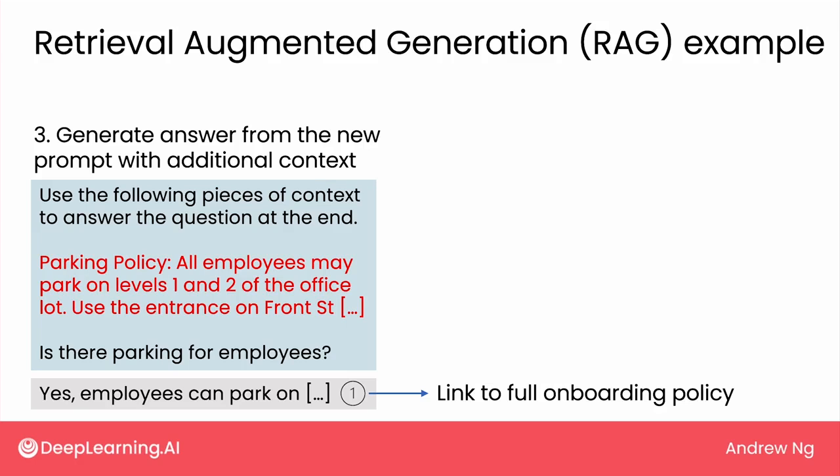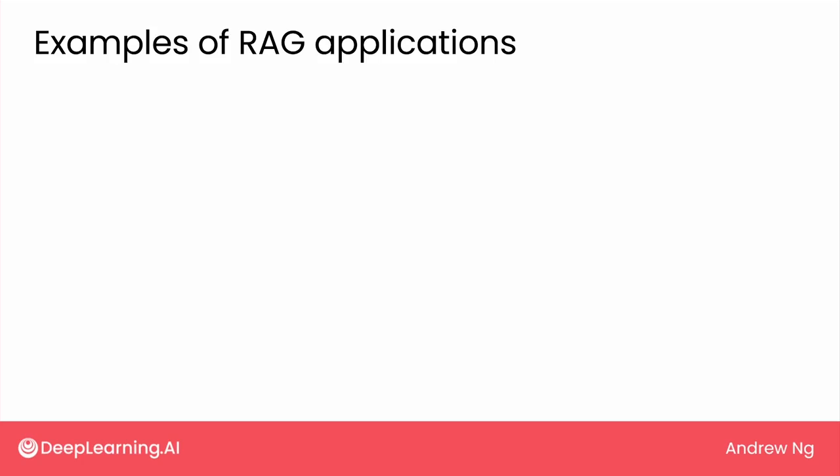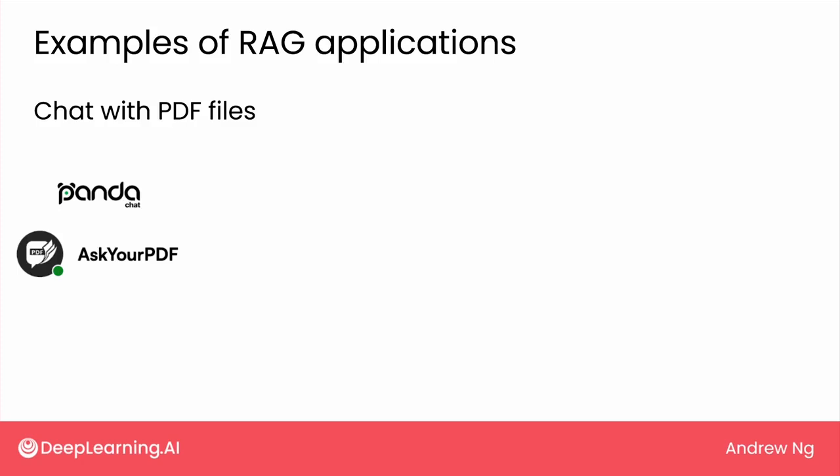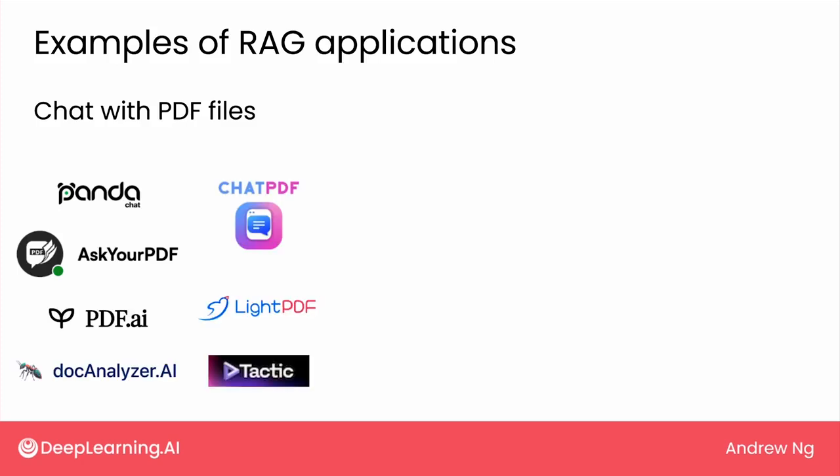RAG, retrieval augmented generation, is an important technique that is enabling many LLMs to have context or to have information beyond what it may have learned on the open internet. Here are some examples of RAG-based applications. There are many companies today that are offering software that let you chat with a PDF file.